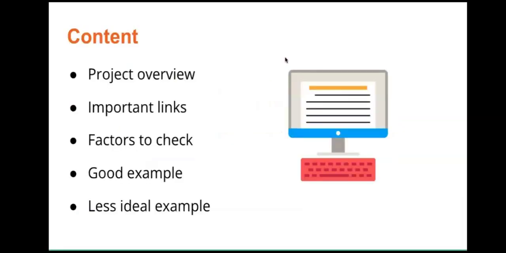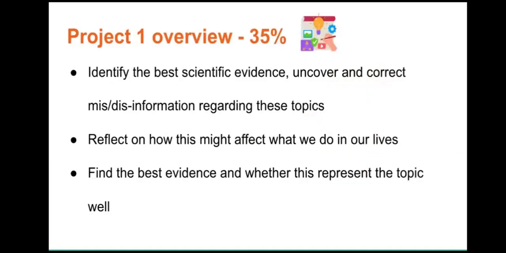So I'll just briefly go over the structure for today's tutorial. We're going to start by talking a little bit about the project overview, followed by important links, some factors to check, and we'll also walk through a good example and a less ideal example from last iteration.